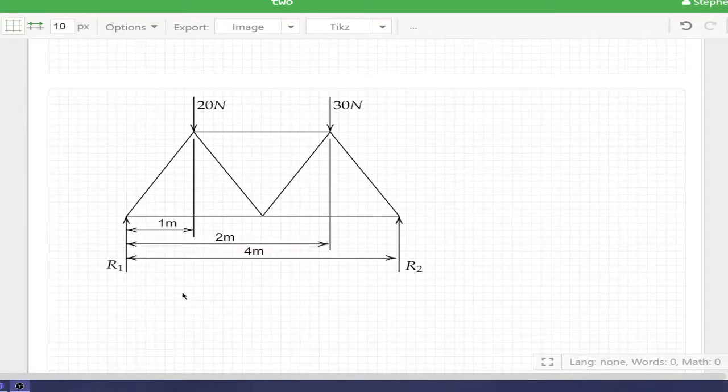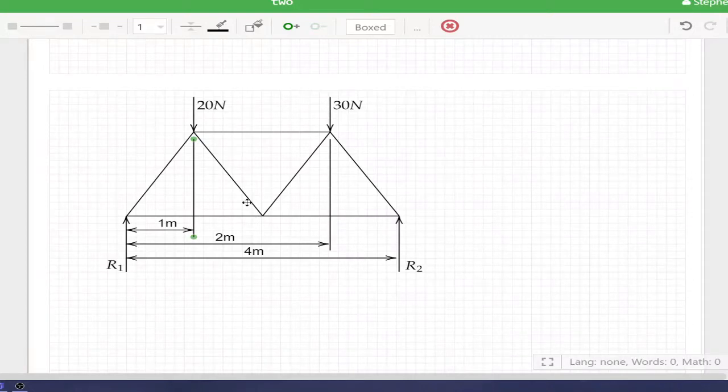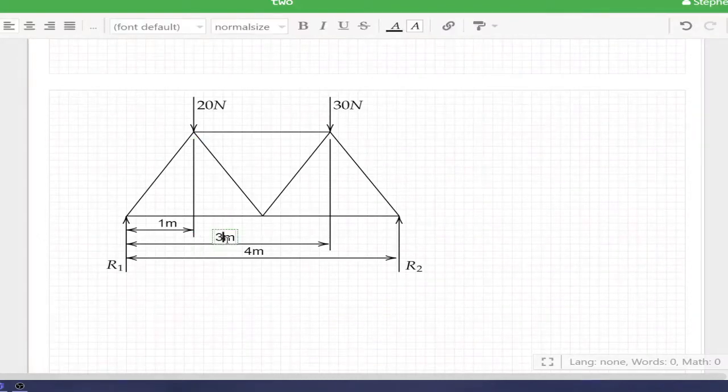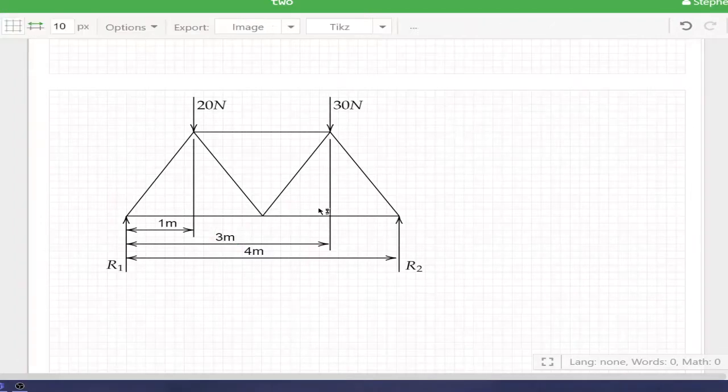Okay, so we just added some quick dimensions there. So we've got 1 meter to the first force. So it's 1 meter, so that's going to be 2 meters to the middle. Oh, that means it's going to be 3 meters to there, and then 4 meters to the end. That's right, isn't it? Yes. 1 meter, 2 meters, 3 meters, 4 meters. Excellent. So those are our dimensions.